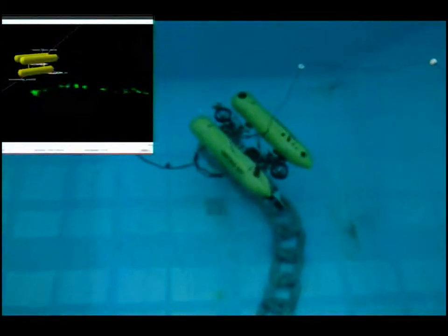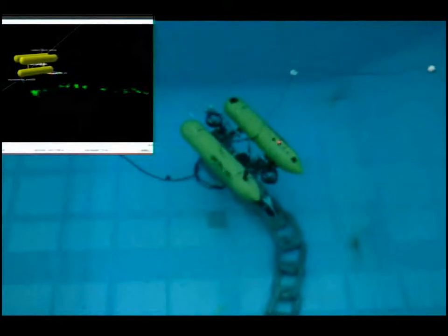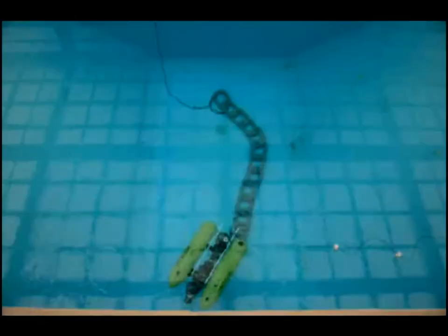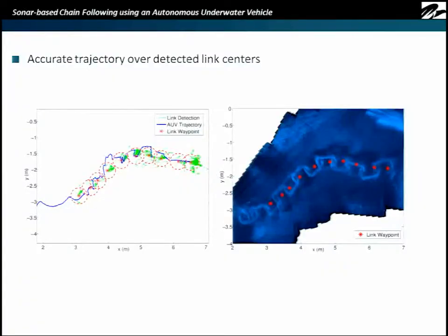So this process is basically repeated until we reach the last waypoint of the chain, and we conclude the following. So we have obtained an accurate trajectory over detected link centers, and these detected link centers actually lie very close to the real link locations.